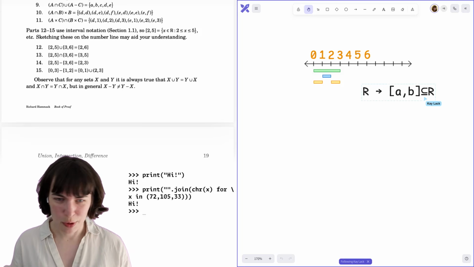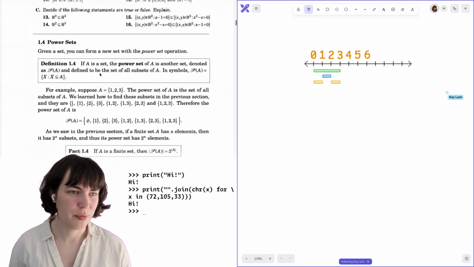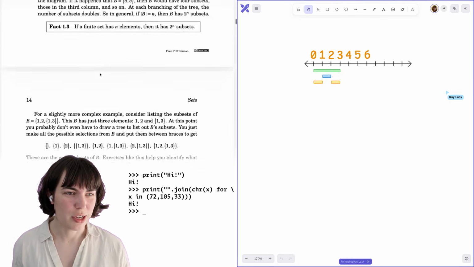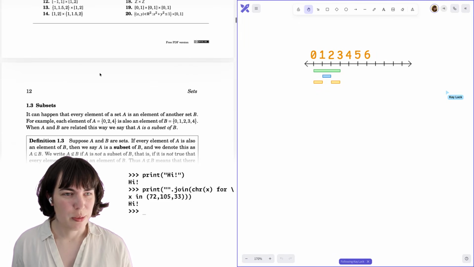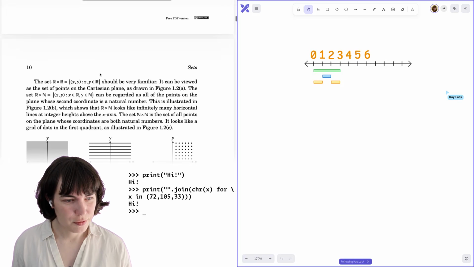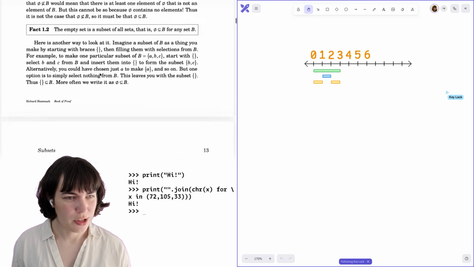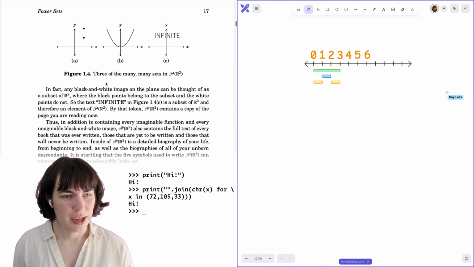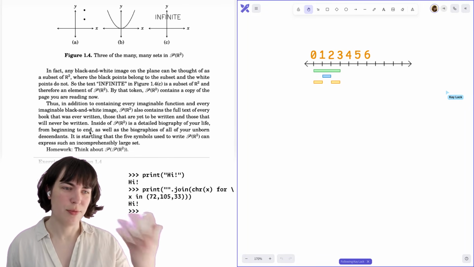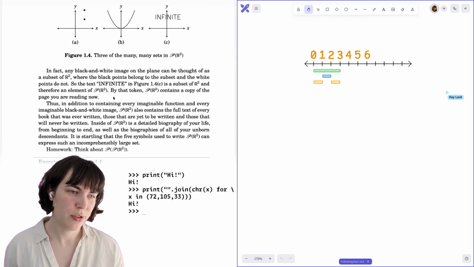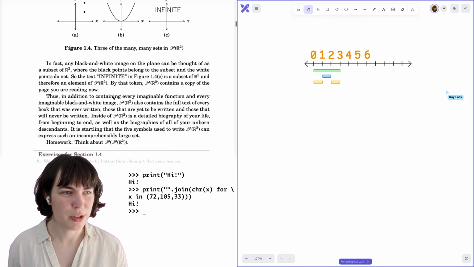Got it. We had our minds boggled yesterday in this book. This book goes on a bit of a, I was about to say rant, but it's not really a rant. It's quite nice. It goes on a bit of a journey, at the end of the last section, talking about how all black and white images are contained in the power set of the ordered pairs of real numbers.